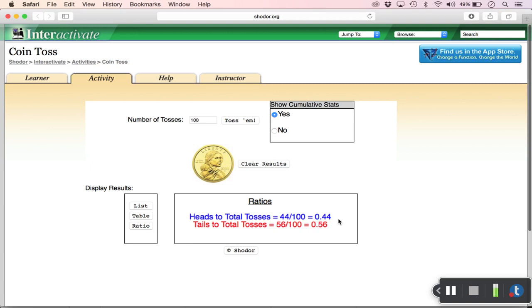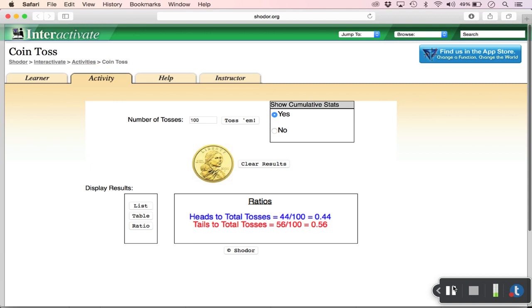And you can really play around with this and enter even more. For example, what if we toss it 100 times? We'll just wait a second here for that to come up. And you can see again, we have a 44% heads to 56% tails.